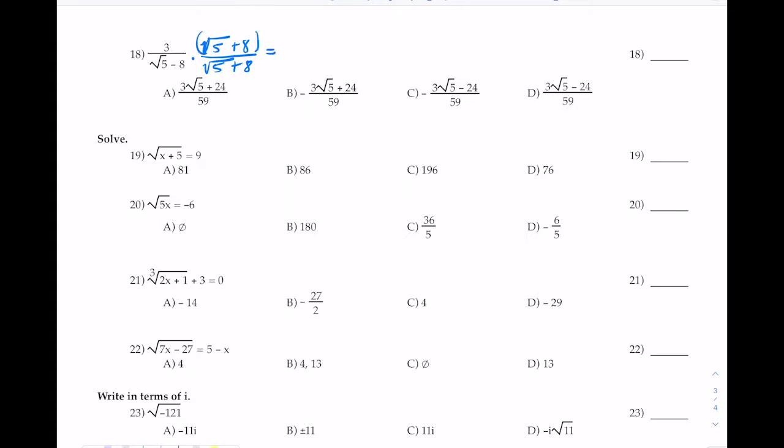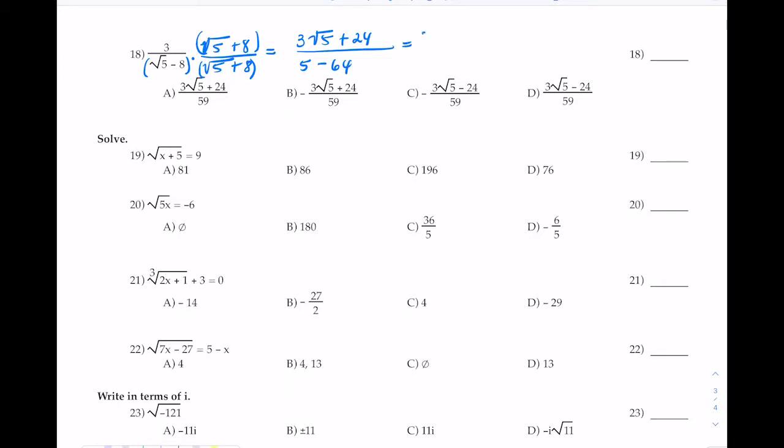So now I'm just going to distribute the 3, and I would get 3 root 5 plus 3 times 8. And then in the denominator, I'm going to kind of FOIL, except if you try to FOIL, you'll find that the outer and inner terms are going to cancel. So all we really have to multiply is the first times the first. Root 5 times root 5 is just 5. And then the last times the last. Negative 8 times 8 is negative 64.